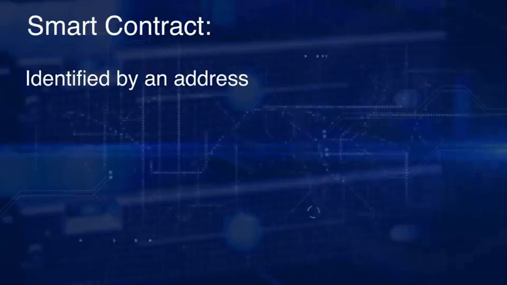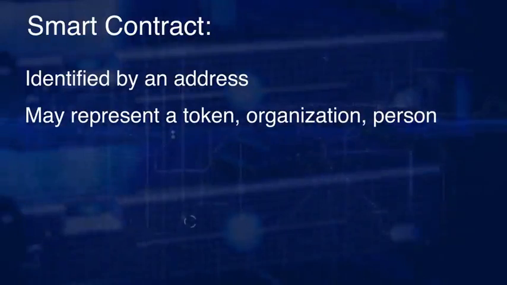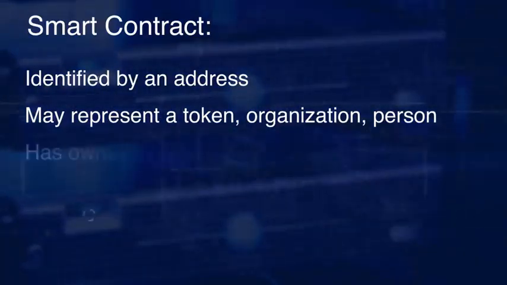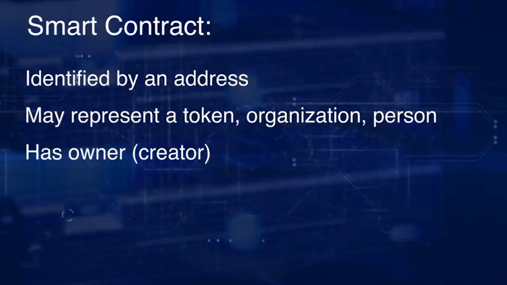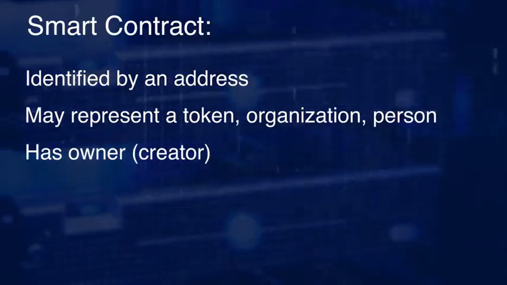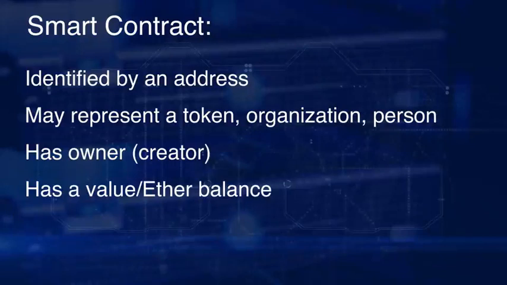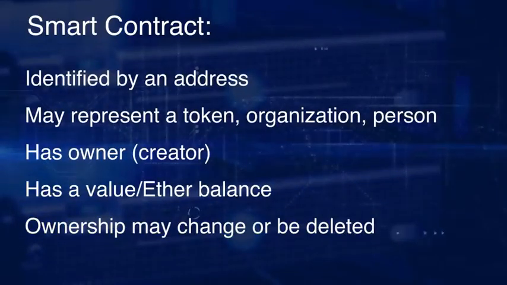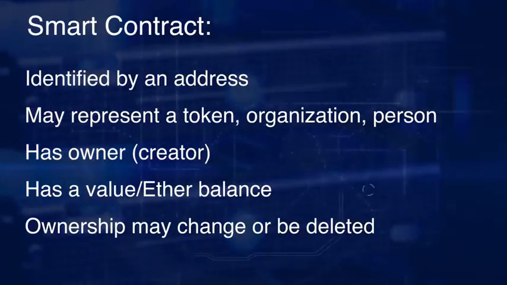Recall that a smart contract is identified by an address. This is an important concept. It may represent a token, an organization, a person, human or otherwise, and the related logic, rules, and operations. A smart contract has an owner. By default, it is the creator of the smart contract. It has a value or ether balance. Its ownership may change or it may have to be deleted. Given all these complex attributes, how do you manage a smart contract?